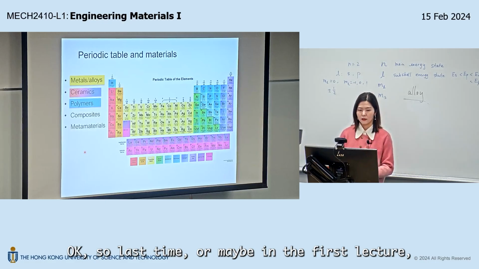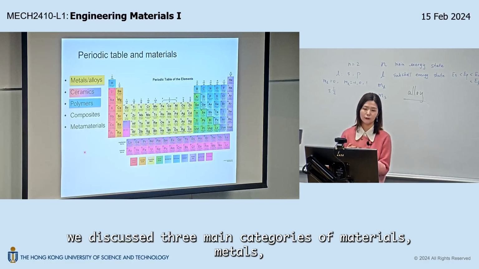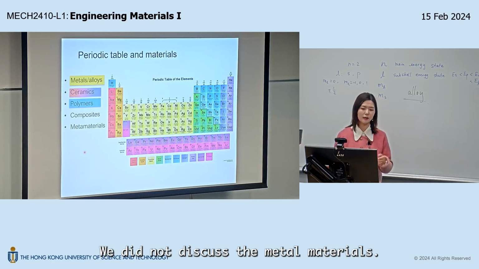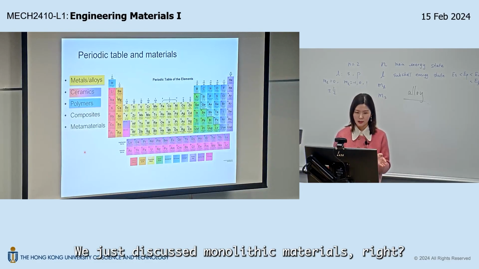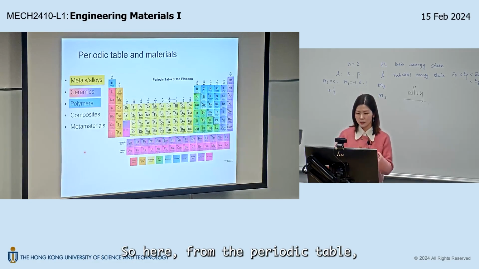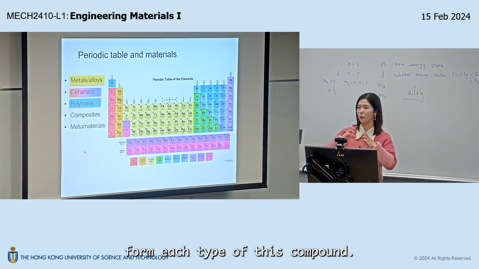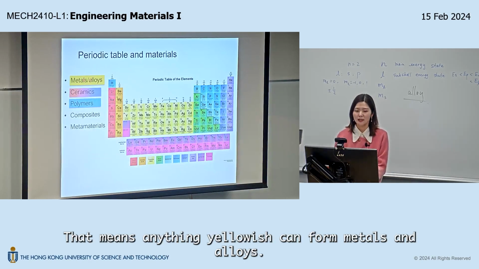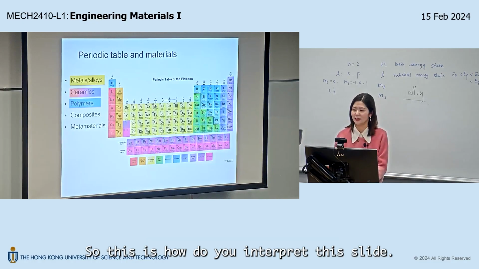Okay, so last time, or maybe in the first lecture, we discussed three main categories of materials: metals, ceramics, and polymers. We do not discuss composites. We just discuss monolithic materials, right? So here, from the periodic table, this chapter will tell you how you form each type of compound, okay? For metals, I colored it yellow, right? That means anything yellowish can form metals and alloys. So this is how you interpret this slide, okay?